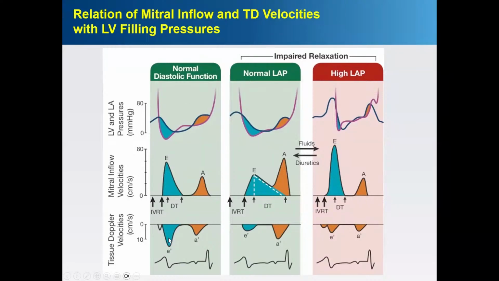What about annular velocities? They measure the recoil of the annulus, which happens in an opposite direction to the flow of blood. So there is a brief, small recoil during isovolumic relaxation phase, then during early filling, then during late filling. With impaired relaxation, the E prime velocity is reduced, the A prime velocity is preserved or increased. With restrictive ventricular filling, which is the most advanced stage of diastolic dysfunction, both the early diastolic velocity and the late diastolic velocity are reduced, and these have been associated with worse clinical events.